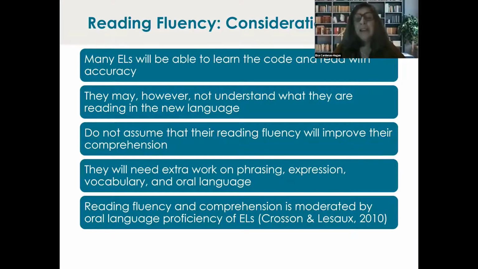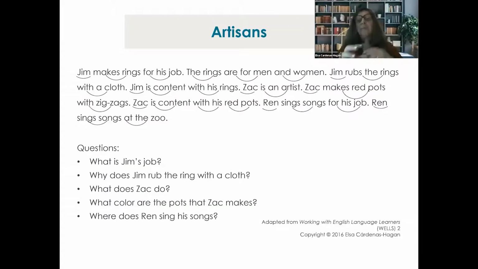So as we look here, yes, they're going to need help with that phrasing. And here's an example of pencil swings. They've learned that letter J, they learn NG, they learn that letter Z. They've been talking about the jobs that people do. And as we look here, I want them to learn about the phrasing. So I use pencil swings. Jim makes rings for his job.